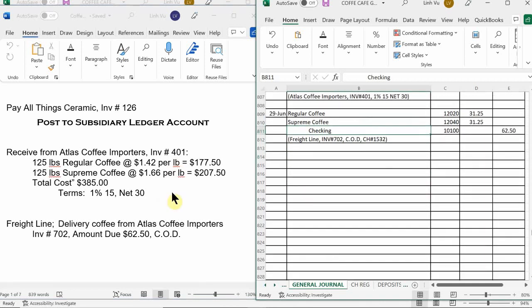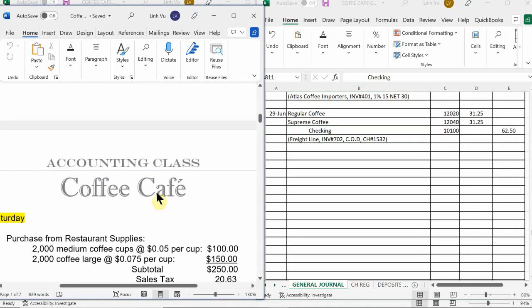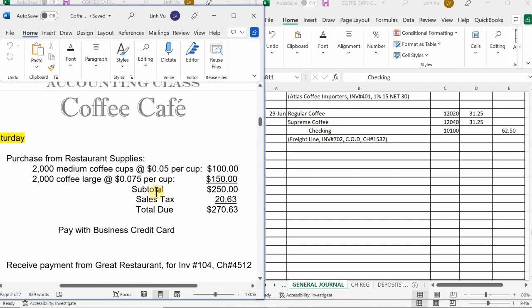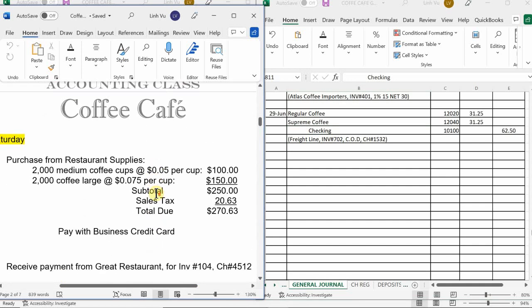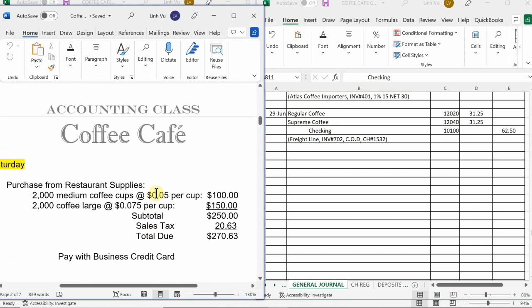Okay. So then the next thing that happened was we went to restaurant supplies to make another purchase of coffee cups. In this case, we purchased 2,000 more medium coffee cups and 2,000 more large coffee cups. And here's our total, and we use our business card to pay for this.